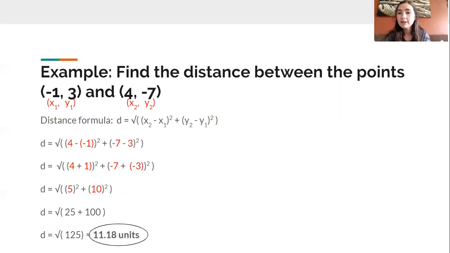If we were to graph it on the coordinate plane, you would find that the distance is 11.18 units. And of course, that's an irrational number, so that's just an approximation. Okay, so that's it for our example.